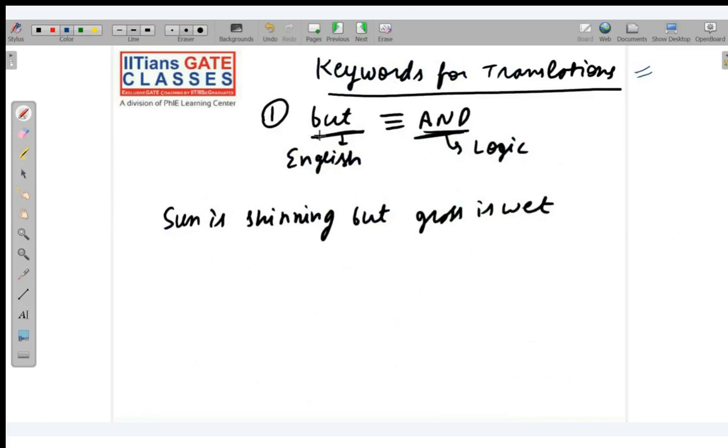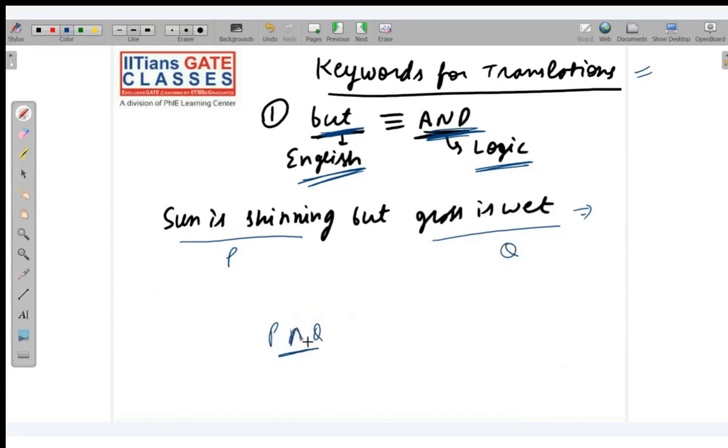I have told you in the previous slide also, but in English and in logic both are the same. But will be treated as and in logic. So I am saying, sun is shining, but grass is wet. This was the English sentence. But when I convert it into logic, I will say sun is shining is P and grass is wet is Q. So I will convert it into logic like this, P and Q.